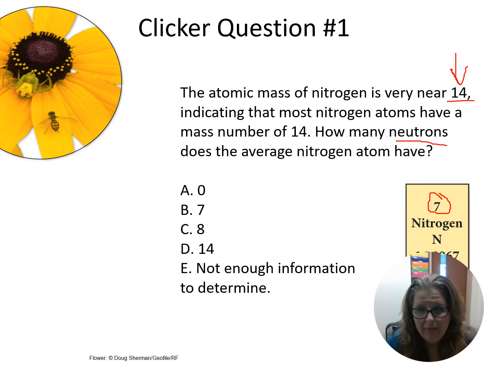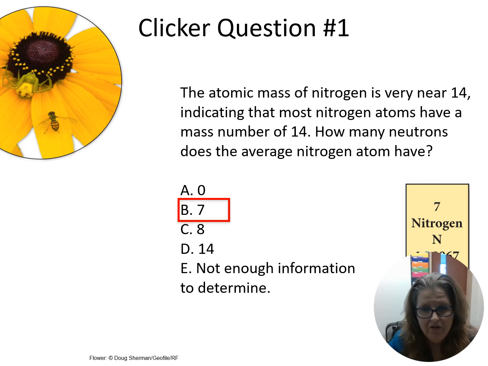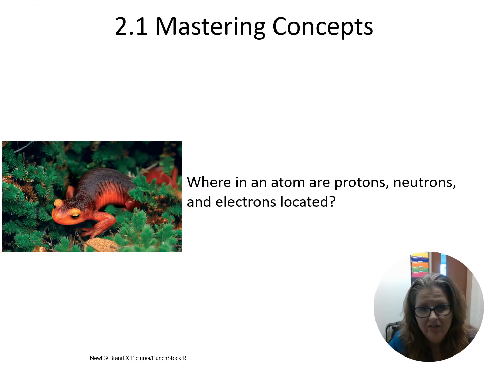And remember the atomic mass, which I'm just going to abbreviate AM. AM is equal to the number of protons plus the number of neutrons. This is our number of protons right here. So if we know this is 7 and we know this is 14, then we can calculate the number of neutrons. So 14 minus 7 gives us 7. And then I'll go to the next slide and you can see that that is the correct answer.